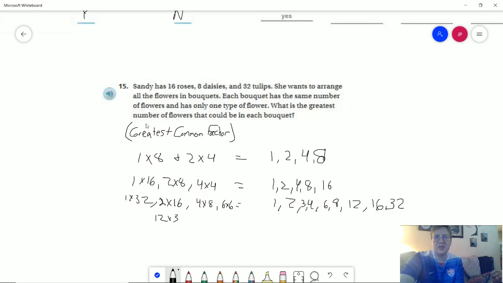So for our greatest common factor, we are looking at the largest number that we have in all three lists, and that number would be 8. And so in a lot of cases, we will ask you to go ahead and make a list or series of lists like this to figure out these answers. This will be a skill that will be used in 4th, 5th, and 6th grade.